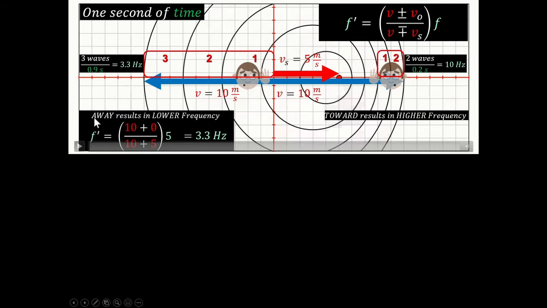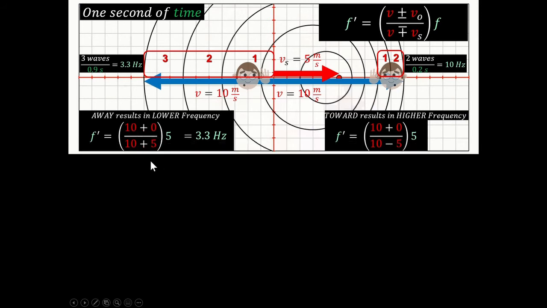Well, it's the same idea. If the source is moving away from you, you're going to hear a lower frequency. And if it's moving toward you, you're going to hear a higher frequency. Except this time, the velocity of the source is in the denominator down here. So if the denominator got bigger, the whole fraction would get smaller, and we would hear a lower frequency. So we're going to add the velocity of the source so that the denominator gets bigger.